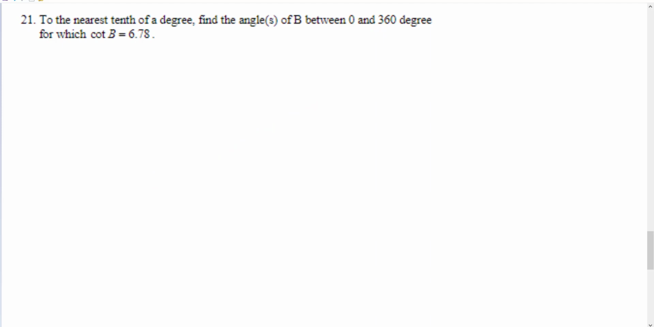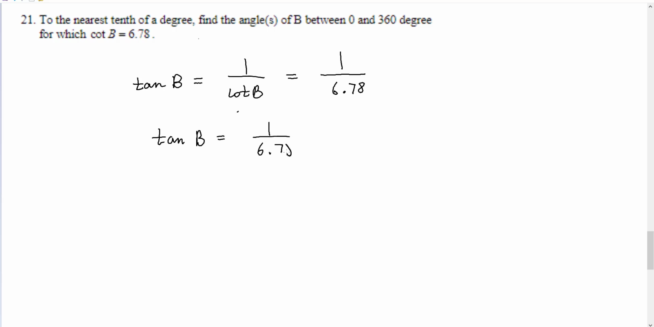So this is number 21 of the test review. You're looking for angle B, and cotangent is positive in either quadrant 1 or 3. But cotangent is given to you, and your calculator's built-in function is only the tangent function. So you're going to find tangent B first, which is 1 over cotangent B. Cotangent B is given to you, so replace the whole thing by the given value 6.78. So tangent B is equal to 1 over 6.78. Now the angle B itself will be tangent inverse of that.